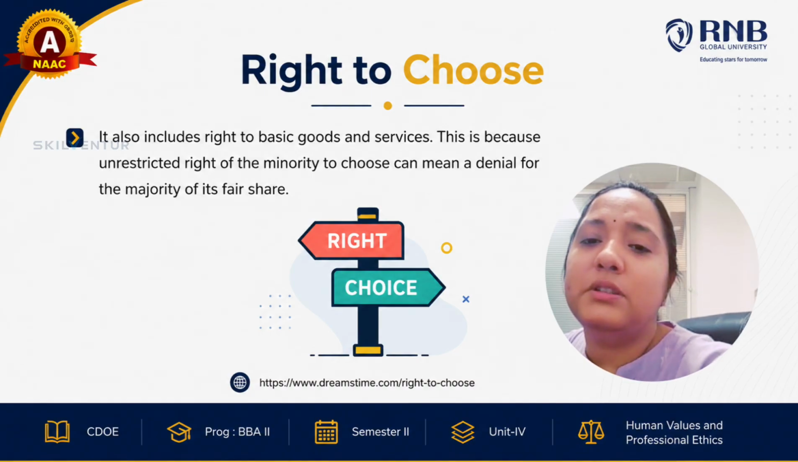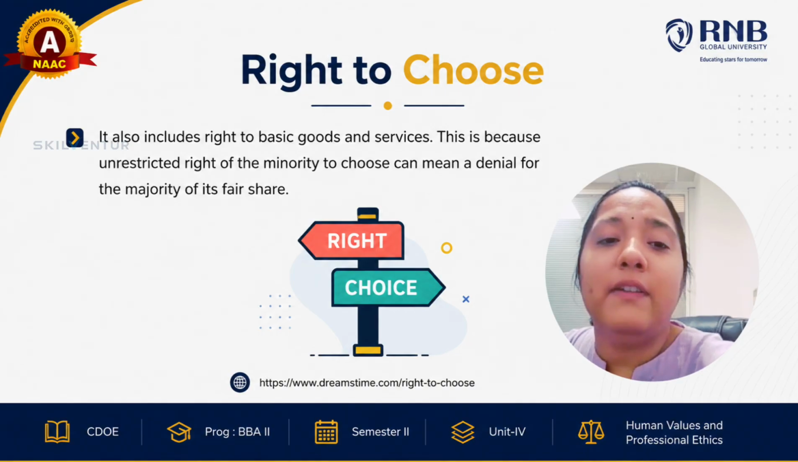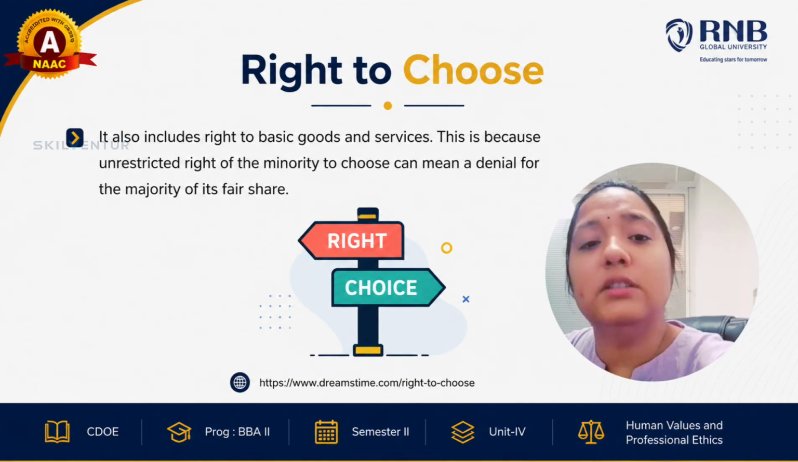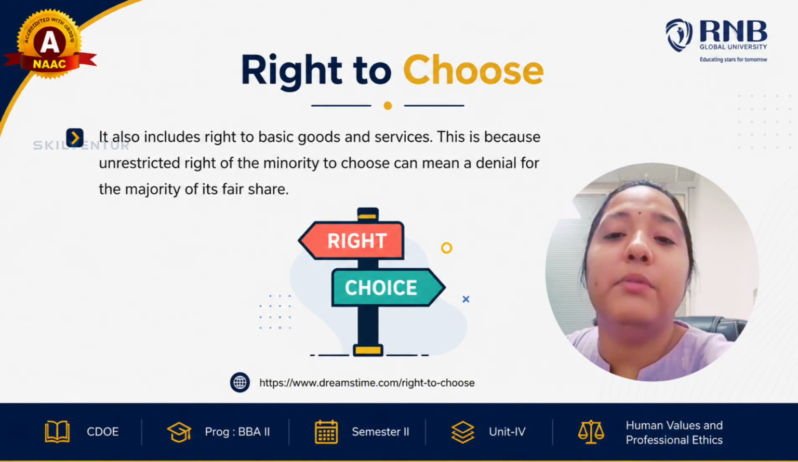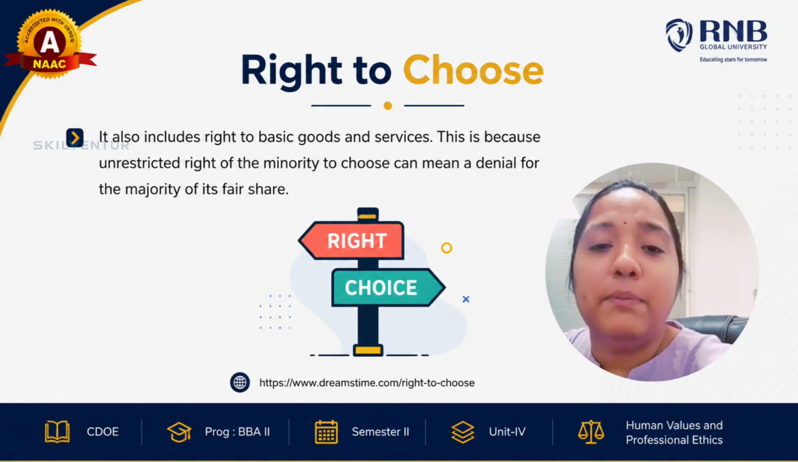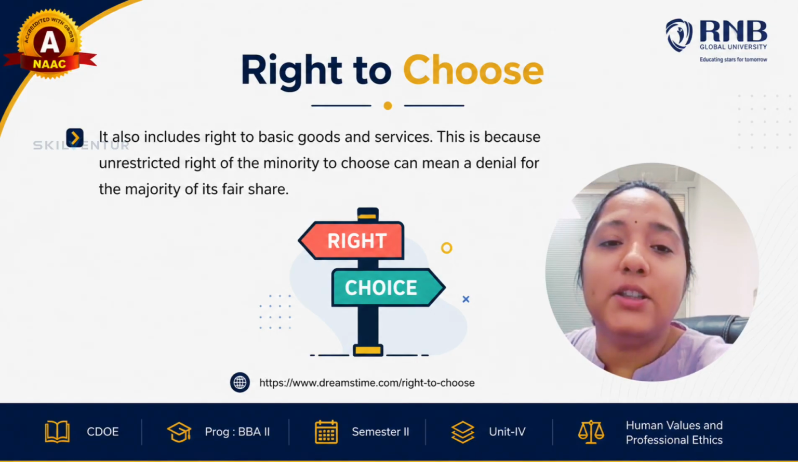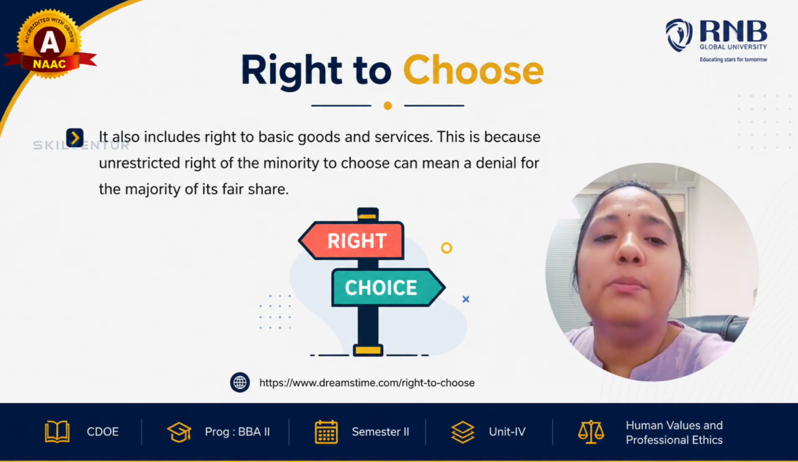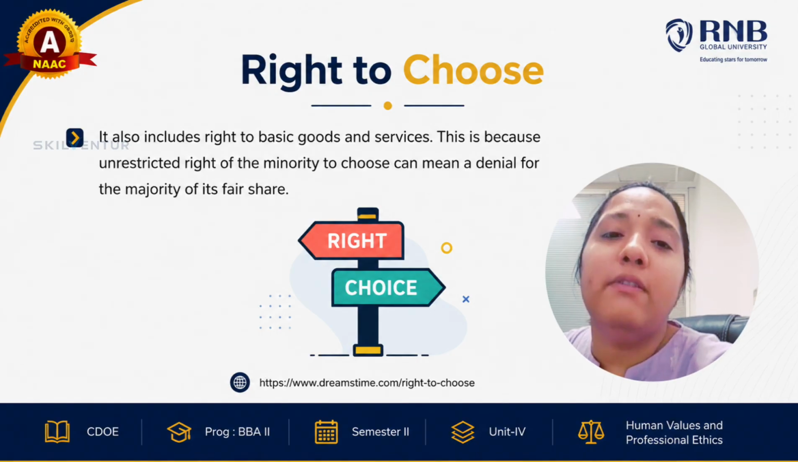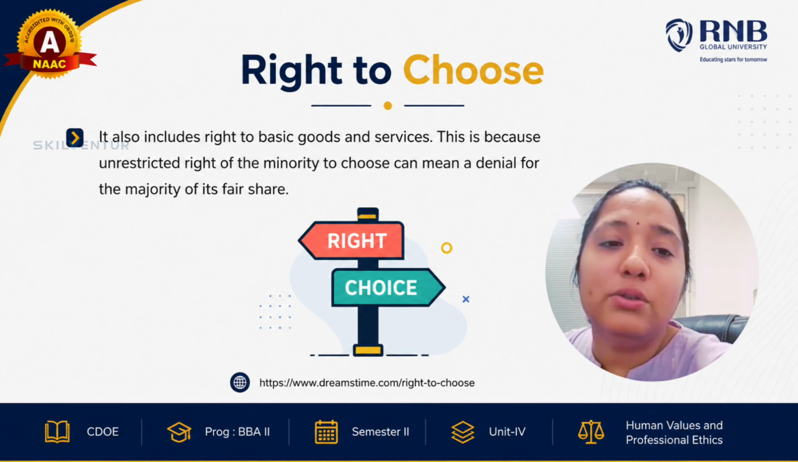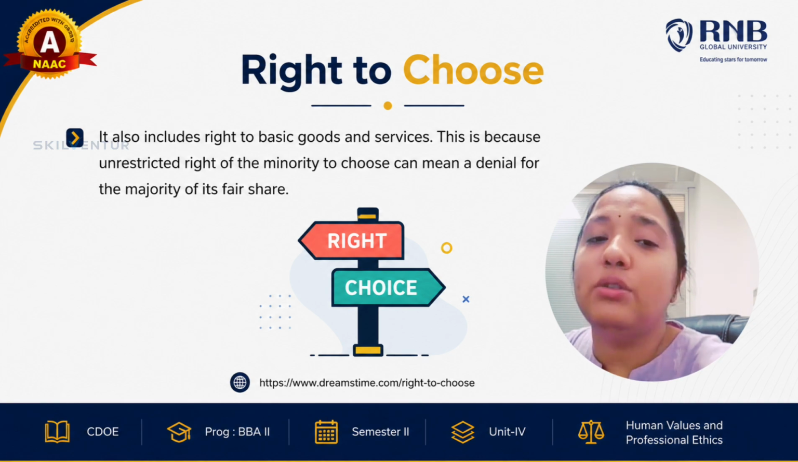In simple terms, it ensures that while consumers have freedom of choice, that freedom should not harm the rights of others. For example, if essential goods like medicines or food are limited, they should be fairly available to everyone instead of being dominated by a few buyers. So the right to choose is not just about freedom. It is also about responsibility, equality and fair distribution in the market.